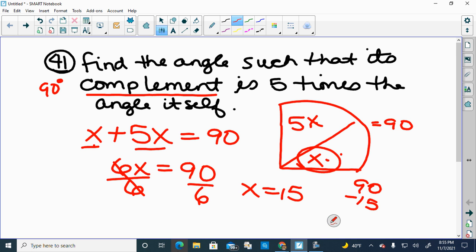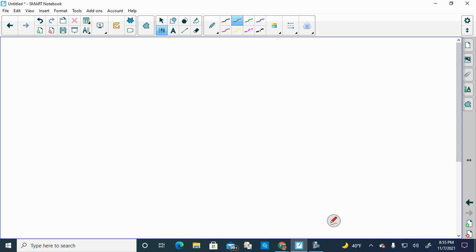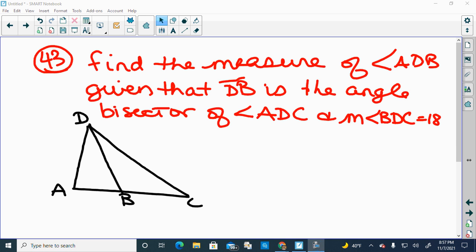All right, so now we're going on to number 43. Okay, if you need to pause this video to write this down, make sure you do this because I'm just going to read and get moving on it. So on number 43, it says find the measure of angle ADB. So angle ADB, this is the angle that we're trying to find. Okay. Given that DB, so there's the middle one right here, DB is the angle bisector.